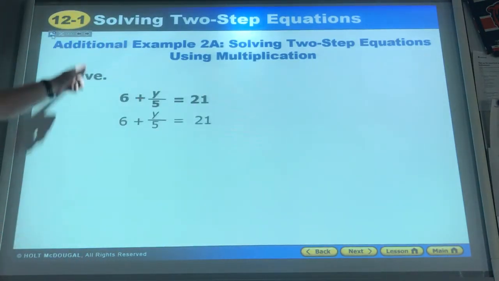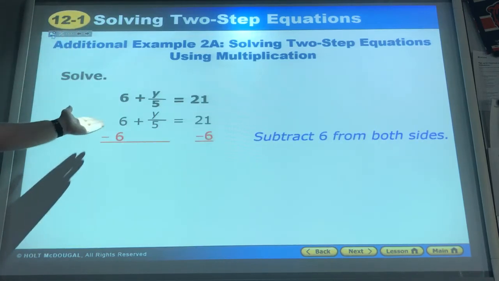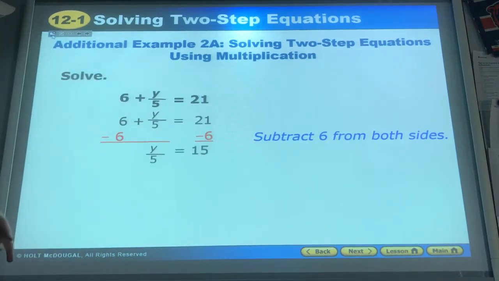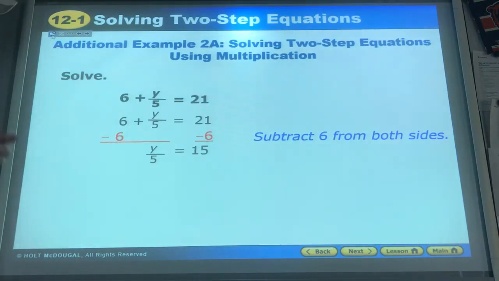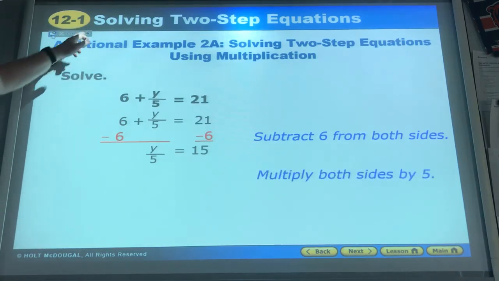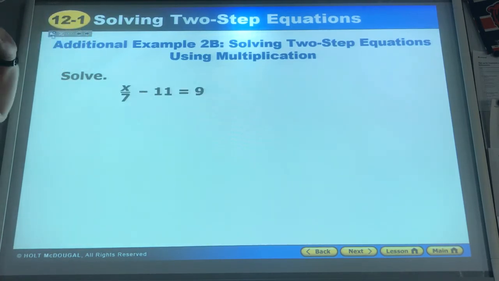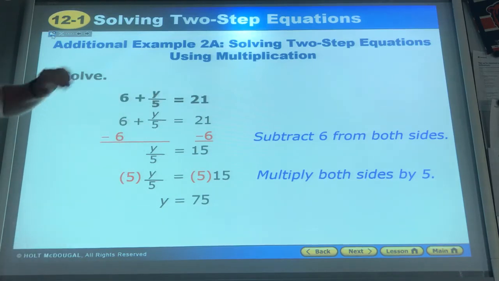All right. So we subtract 6 from both sides, focusing on the addition and subtraction first. Now, I know there's a plus sign there, but it's understood that this is positive, even if I don't write that addition sign. Okay? Now we multiply both sides by 5 because we have to undo that division. Y equals 75. Oh, it didn't have us check it, but we could do 75 divided by 5 is 15. 6 plus 15 is 21.